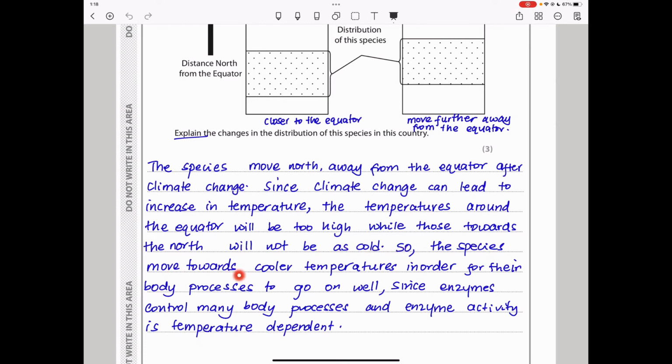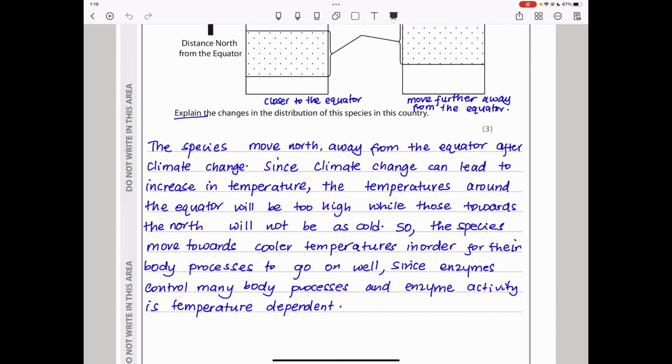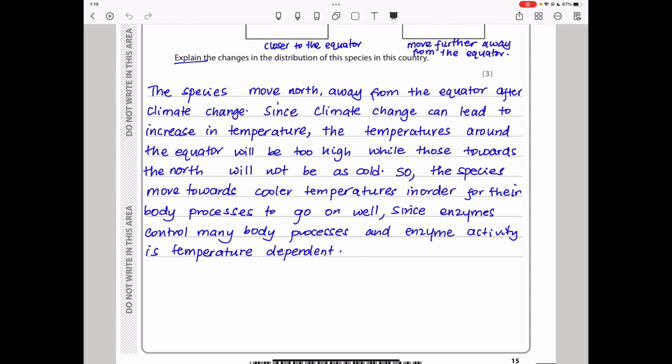So the species move towards cooler temperatures in order for their body processes to go on well, enzymatically controlled processes. Since enzymes control many body processes, the enzyme's activity is temperature dependent. Again, you know that. Increase in temperature can increase the rate of enzyme activity until a specific optimum temperature, and then after that, denaturation can occur. So if conditions closer to the equator are so high, or the temperature is so high, enzymes could denature, and when they denature, the body physiological processes could be halted, which could be problematic for the organisms.